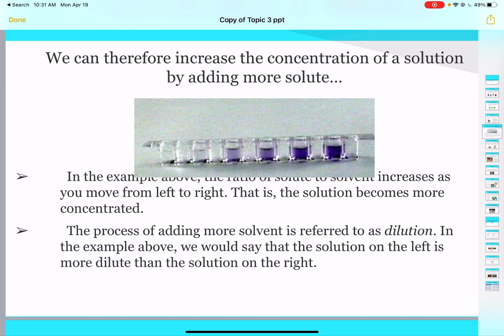The process of adding more solvent is referred to as dilution. In this example above, we would say that the solution on the left is more dilute than the solutions on the right. So basically, if we want to make it more concentrated, we add more solute. If we want to make it diluted, we add more solvent. Okay.